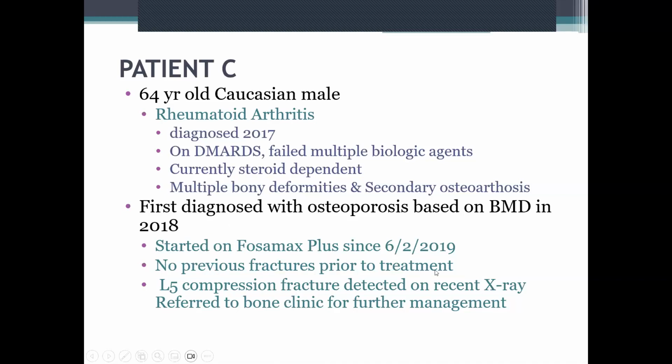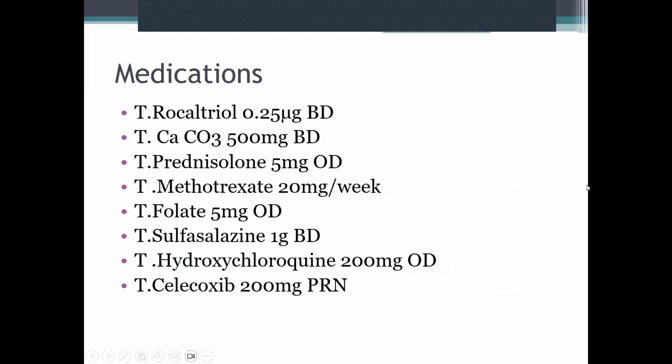Unfortunately, while on anti-resorptive therapy, 1 year later, he developed an L5 compression fracture. So he was referred to bone clinic for further management. Now, the question here is, are we going to escalate treatment, or what do we choose as the next form of treatment? These are the sort of patients that you might want to consider getting a specialist consult or specialist involvement relatively early. These are all his medications.